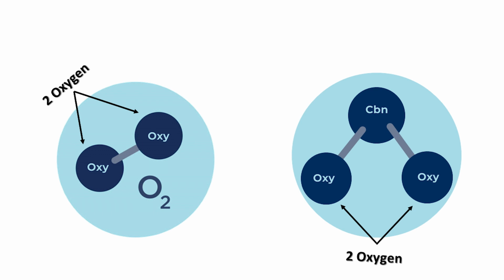To summarize, atoms are the basic unit of matter and molecules are made up of 2 or more atoms chemically bonded together. The properties of molecules are different from the properties of individual atoms.